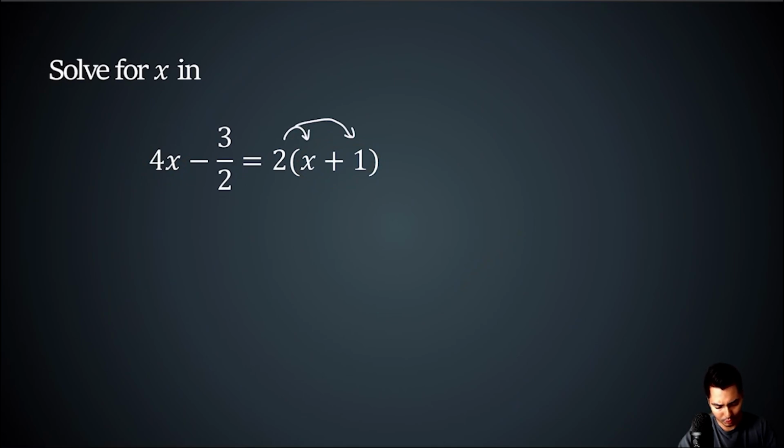Alright, so the very first thing I'm going to do is distribute this 2 into this parentheses here. Let's rewrite the left hand side. 4x minus 3 halves is equal to 2 times x, which is 2x, plus 2 times 1, which is 2. We're going to combine the like terms by doing this all in one step here.